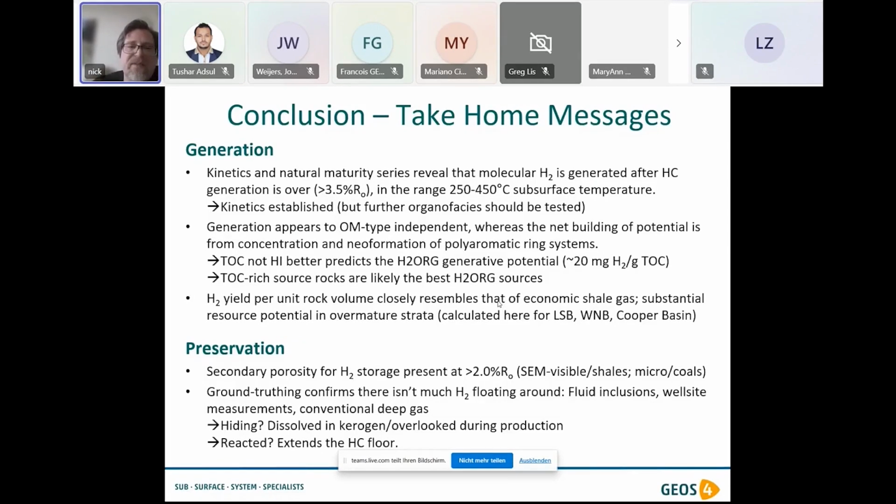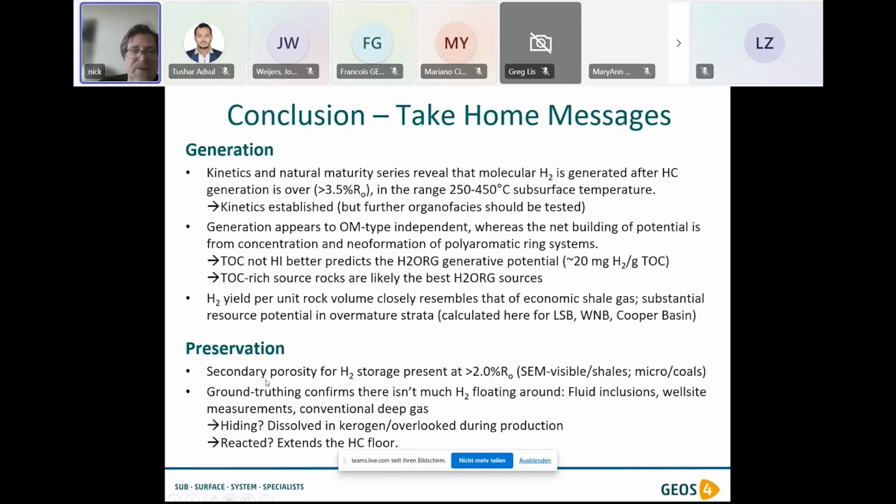Generation appears to be organic matter type independent, whereas the net building of potential is from concentration and neoformation of polyaromatic ring systems. So we see this here. And hydrogen yield per unit rock volume closely resembles that of economic shale gas. And there's a substantial resource potential in overmature strata in basins where you find mature organic matter, like in the Lower Saxony Basin, the Cooper Basin, and the West Netherland Basin, for example.